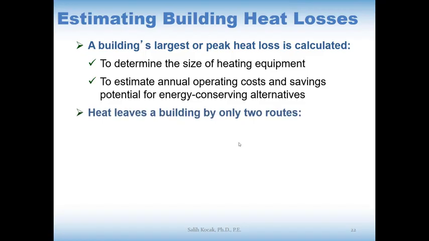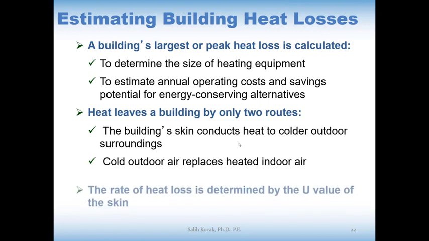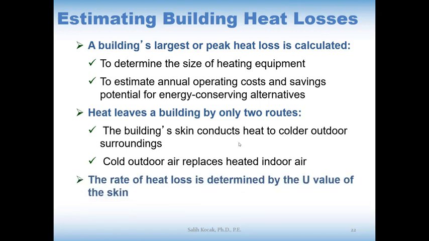And heat leaves a building by only 2 routes. So what are those 2 routes? The building skin conducts heat to colder outdoor surroundings, and cold outdoor air replaces heated indoor air. And again, the rate of heat loss is determined by the U value of the skin, and the equation is again this one: U times area times TD, temperature difference. This equation is really important for us, so we will be using it a lot.